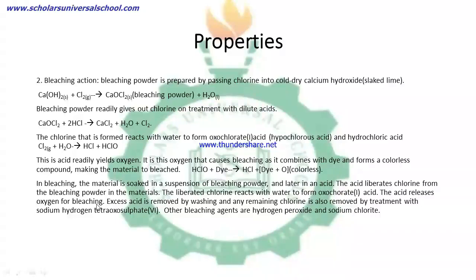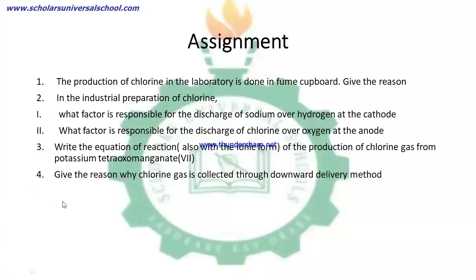Now, in bleaching, the material is soaked in a suspension of the bleaching powder and later in an acid. The acid liberates chlorine from the bleaching powder, as we've said before. The liberated chlorine reacts with water to form the chloric(I) acid, as we've said here. The acid releases oxygen for bleaching. That's why I said the bleaching action of chlorine is done by oxidation, because oxygen is the one causing the bleaching.